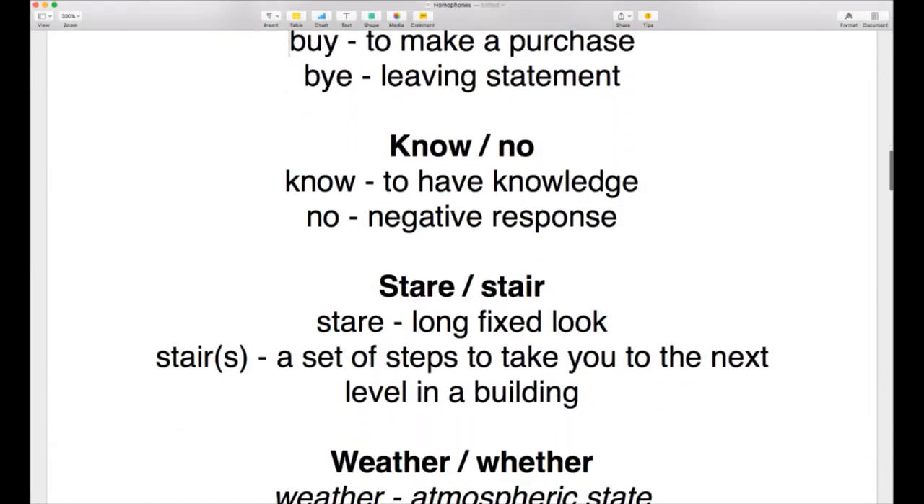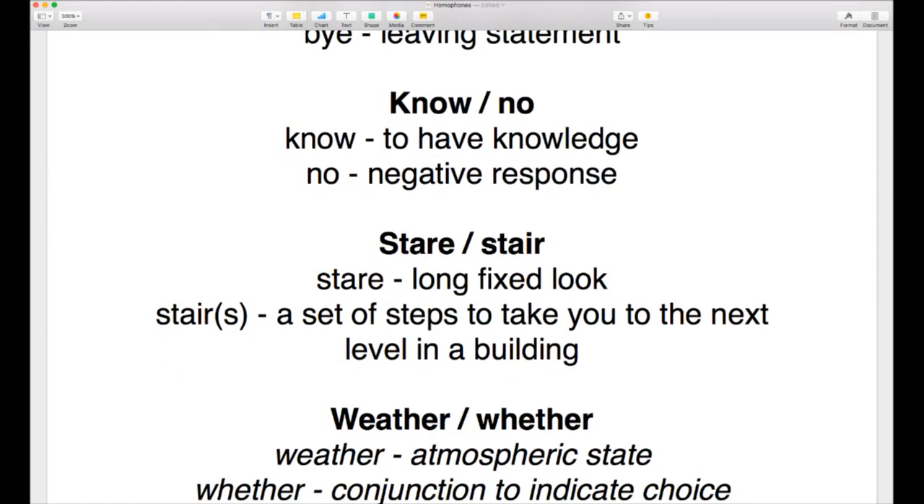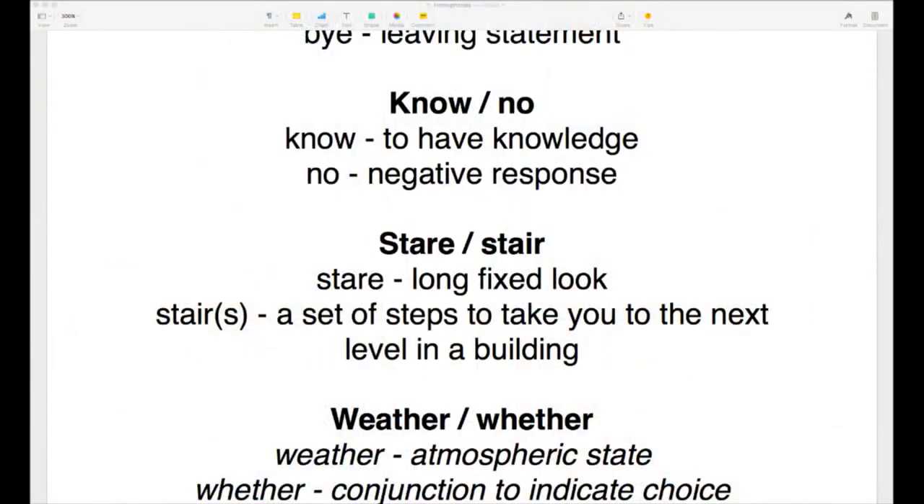Okay, so the next set of homophones that we're looking at are no and know. Lots of people ask me about the pronunciation of this, and the answer is they sound exactly the same. It's a very simple diphthong sound with a nasal n. N, no. Look how my lips move. No. I don't know. There are many things I don't know, but hopefully I'm learning.